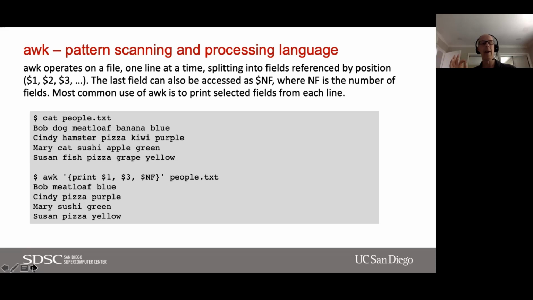So we could use awk, and I'm showing what is probably going to be your go-to awk feature 90+% of the time, just to print out those columns. I start off with awk, and then in single quotes and within braces, I have my print statement. I'm going to say print, and then $1, $3, $NF. I could have also done that as $1, $3, $5, but I wanted to demonstrate the NF variable. So in this case, we just get those 3 columns: Bob Meatloaf blue, Cindy Pizza purple, and so on.